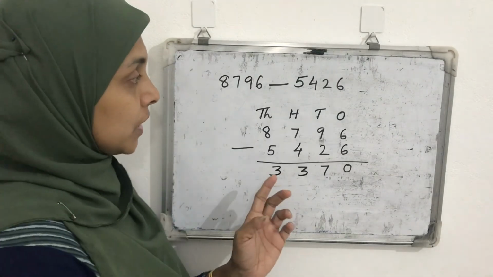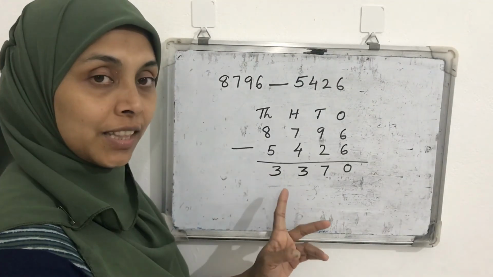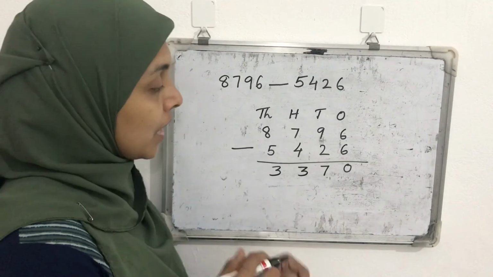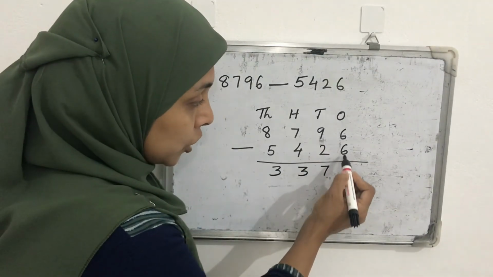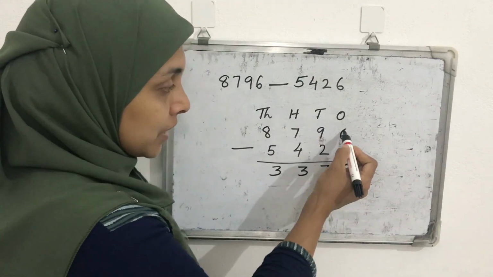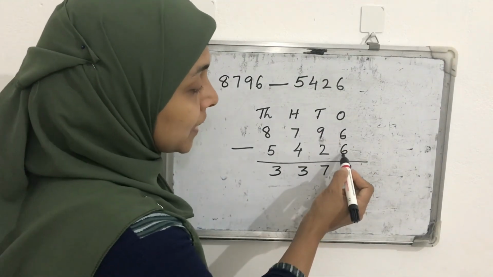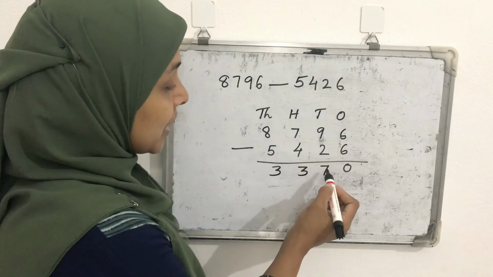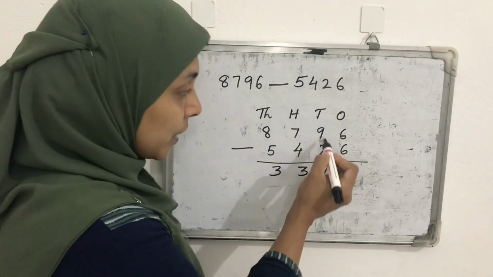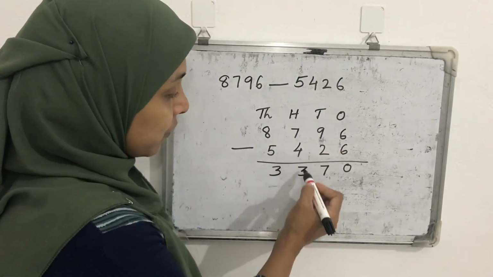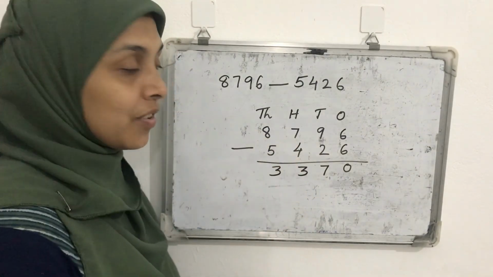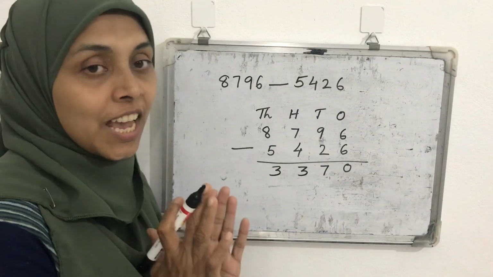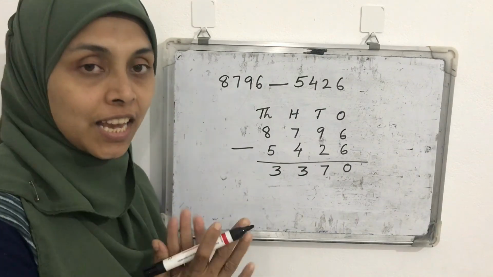Now we got the subtraction answer 3370. Now we check whether our answer is correct or not. When we add these two numbers, we want to get the first number. 0 plus 6, 6. 7 plus 2, 9. 3 plus 4, 7. 5 plus 3, 8. So our subtraction answer is correct.